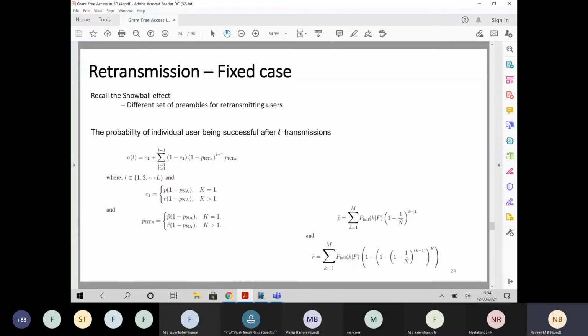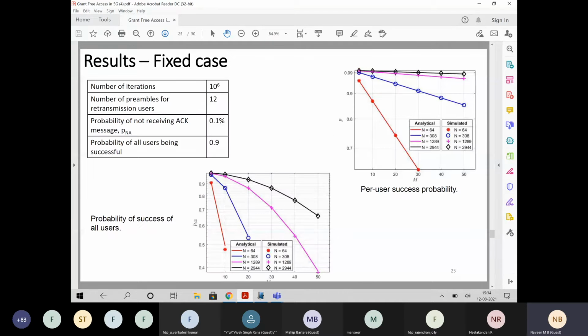Similarly, you can do it for retransmission. This math is a little bit intricate, so I'll not go into the details here. It will be a little more complicated than repetition. So you can assume that this is derived correctly and we got some result with retransmission also. When I explain the results, you will understand.